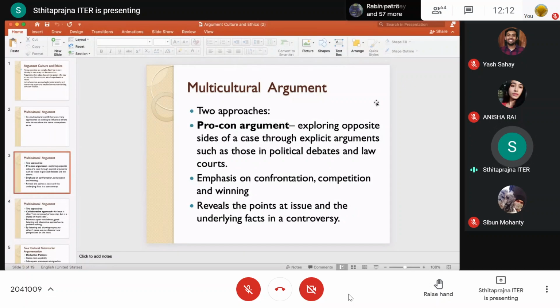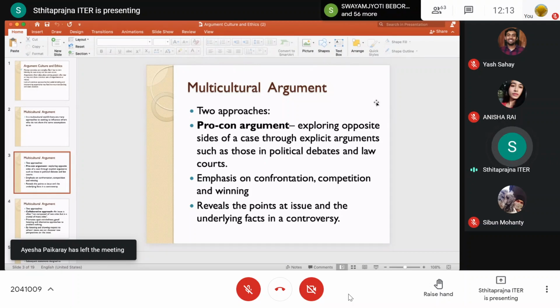Vis-a-vis, the pro-con approach emphasizes only on confrontation. So you're confronting, so you're competing because you want to win the argument. You don't want to seek alternatives to the problem solving. You don't want to resolve an issue. So it's competition. You want to win. So the objective here is winning the argument. And since winning is our goal, we emphasize on confrontation and competition.